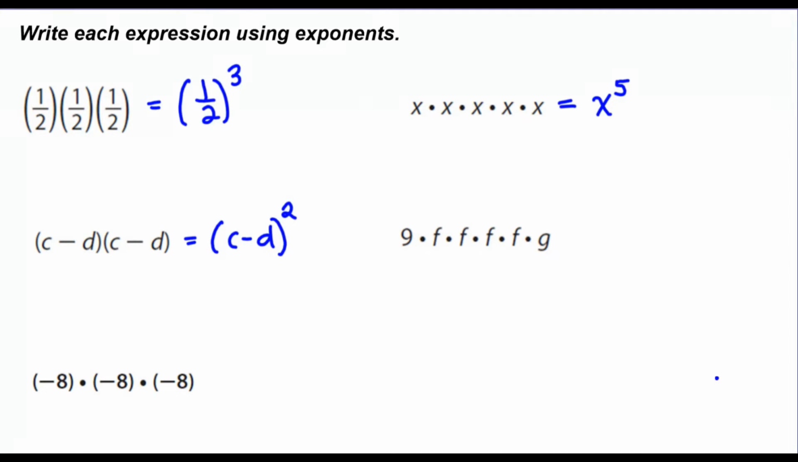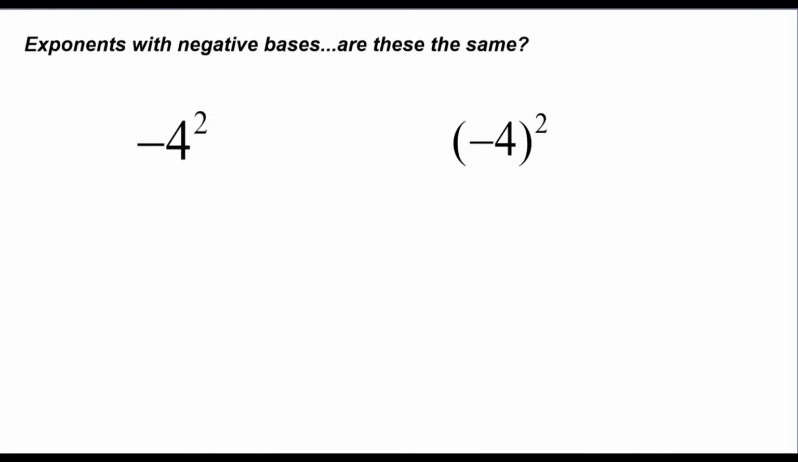Next one, 9 times f times f times f times f times g. Well, in this expression, f is the only factor that is repeated, and it is repeated 4 times, so I just have 9f to the 4th power times g, 9f to the 4th g. And then the last one, -8 times -8 times -8. -8 is the repeated factor, and I'm going to put that in parentheses, and it is repeated 3 times, so that's to the third power. Now, why is it important to include parentheses in that expression? This is a common error that students will make with exponents and with negatives.